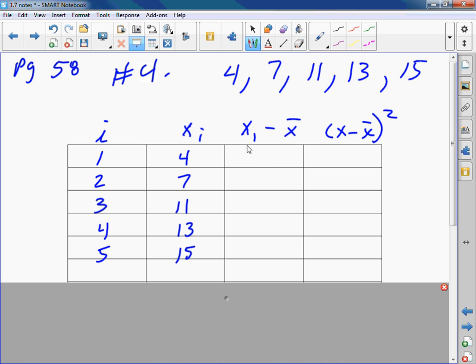Now, x sub i, I lost my little i, x sub i minus x bar. What does that mean, Wanda? You don't have to draw this out, but I think it really helps you get organized. So if you're having trouble, it's a good idea.